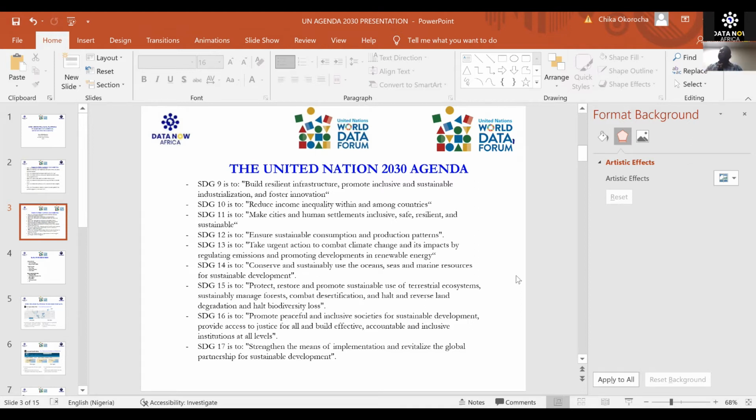I had to read those 17 goals before giving a summary of them. Now, if you look at what we've gone through, you discover that it has to do with poverty eradication, the sustainability of aquatic life, the sustainability of forest life, also employment availability all over the world, then infrastructural development all over the world, and global peace. So that is a summary of the 17 goals. But if we are going to achieve this, we need data.